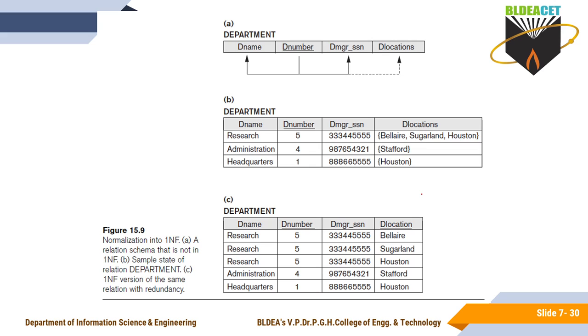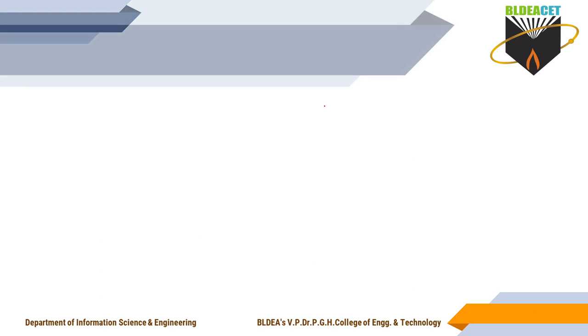Your attributes must hold single values. If any attribute holds multiple values, then what is the procedure you have to follow? You have to extract it from that relation and create a new separate relation, and that relation contains the attribute which violates, along with your primary key. Then it fulfills your first normal form. So this is about your first normal form.